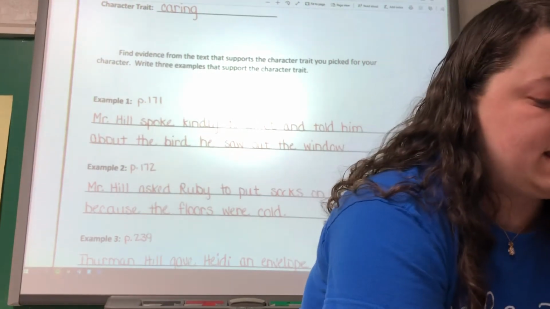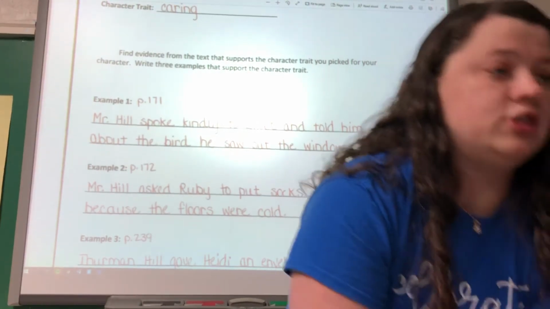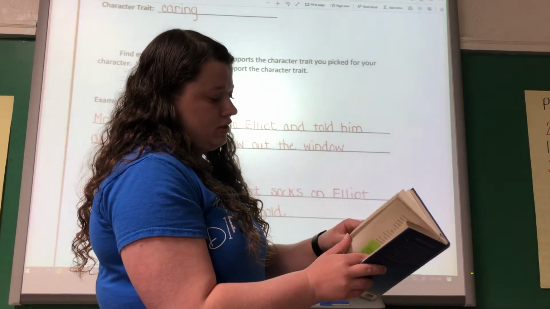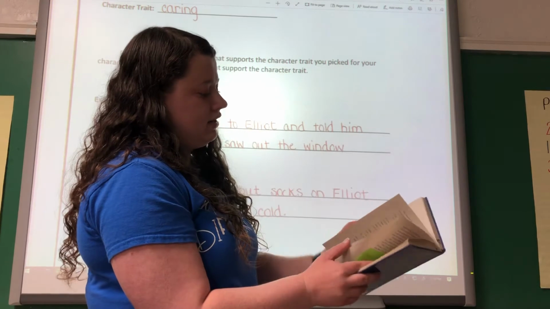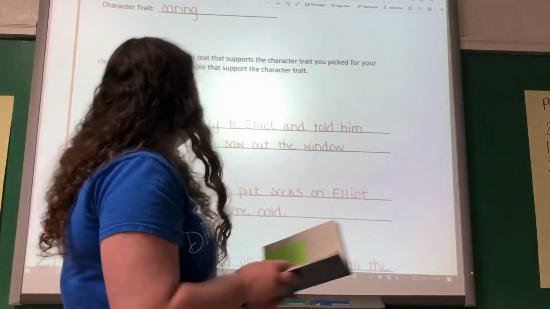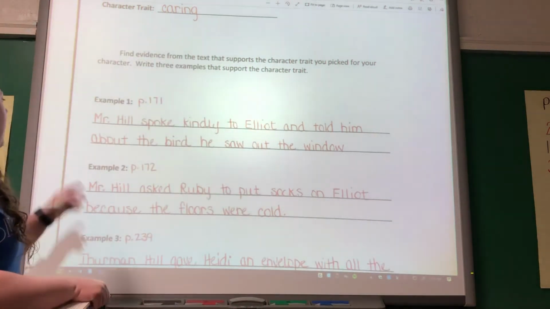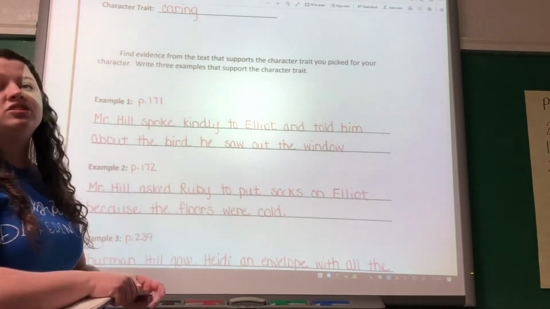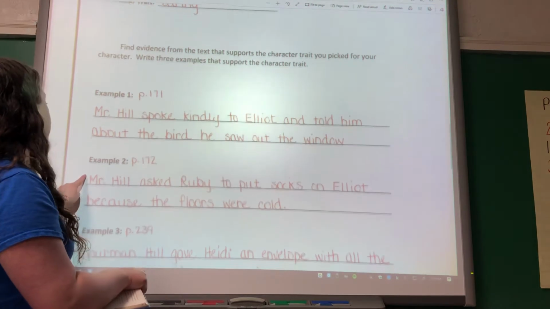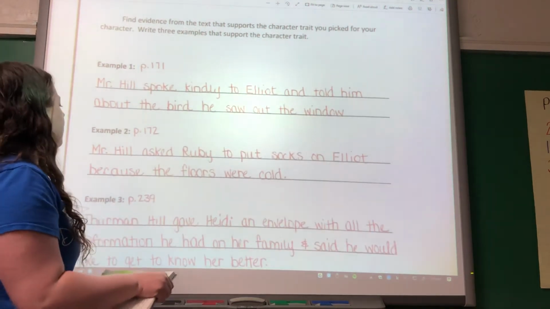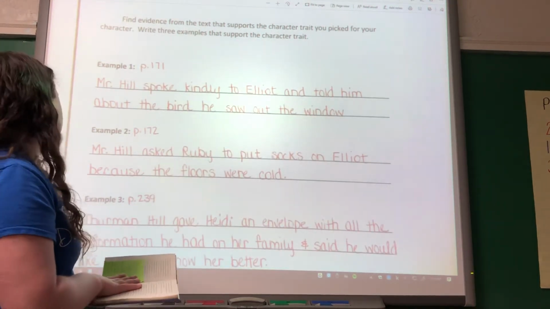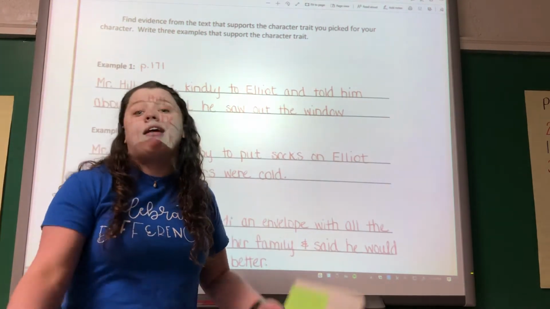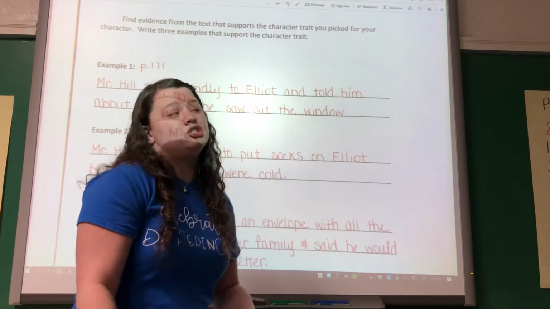So for Thurman Hill, if you go to page 172, which is in chapter 15, the first example we have is Mr. Hill spoke kindly to Elliot and told him about the bird he saw out the window. The next example we have is Mr. Hill asked Ruby to put socks on Elliot because the floors were cold. So both of these examples are showing how caring Mr. Hill is for Elliot and in general.